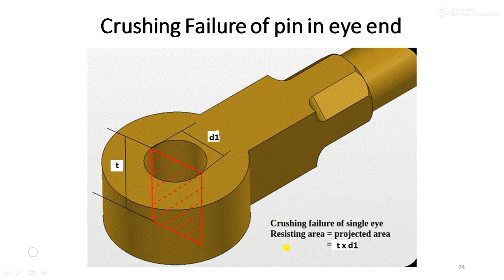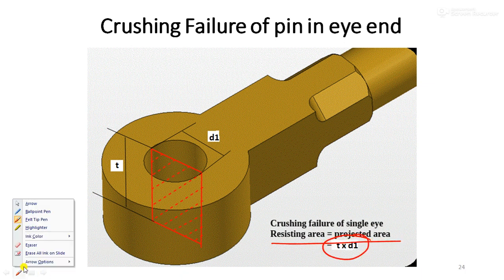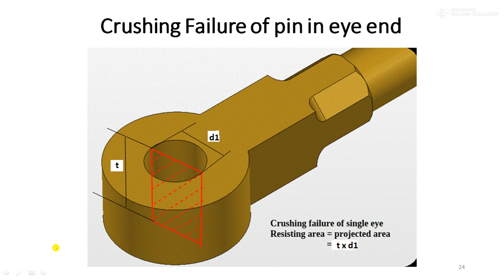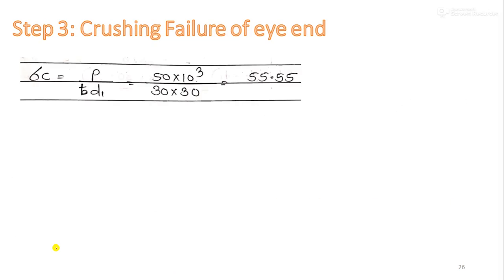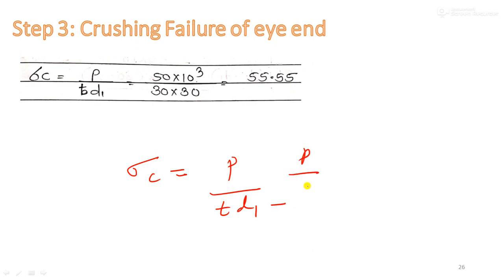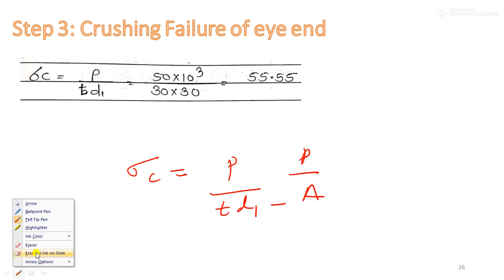So guys, for the crushing failure of the single eye, the resisting area is the projected area, which is equal to T into D1. Is it clear? And the crushing stress is a localized compressive stress. So what is the formula? Sigma C, the localized compressive stress, is equal to P upon T into D1, which is nothing but P upon area. I hope it is clear to all of you.